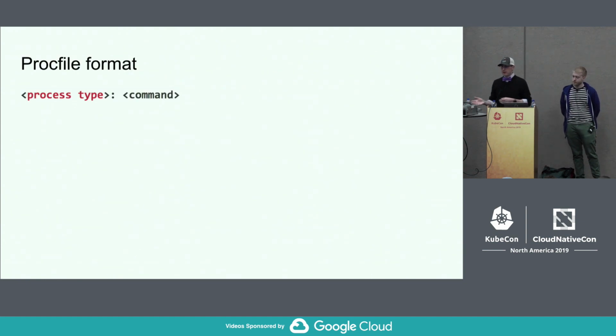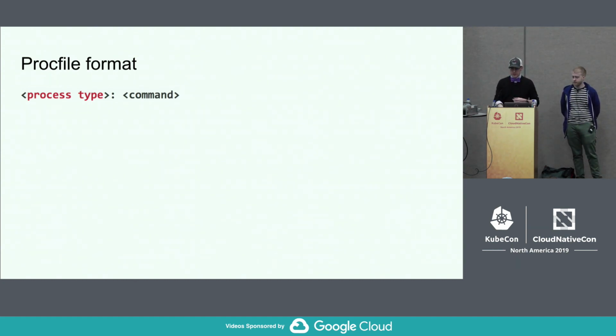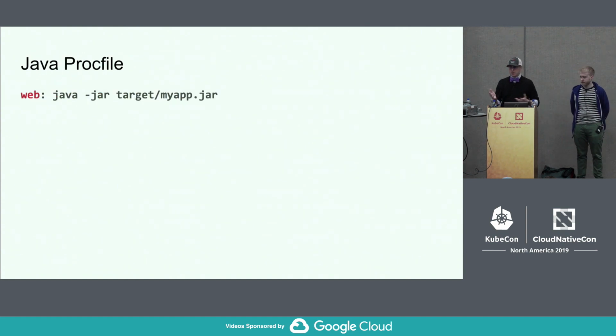If you're not familiar with the Procfile, it's just simply a very flat YAML file with a key that is the process type or the process name, and then a command that is the command you want to execute for that process type. So for example, a simple Java app would have a web process type and then a java -jar command to start the app.